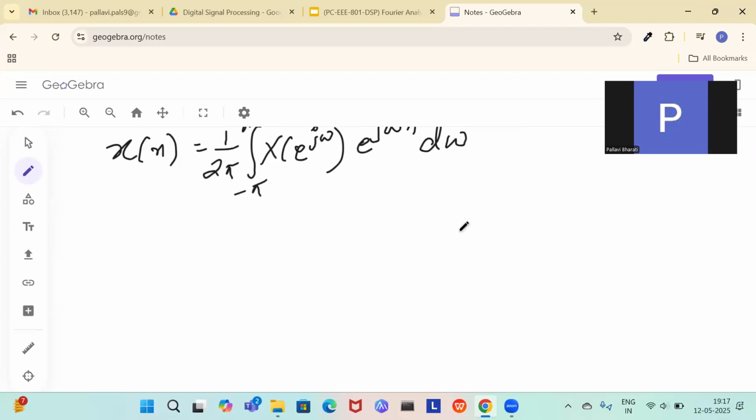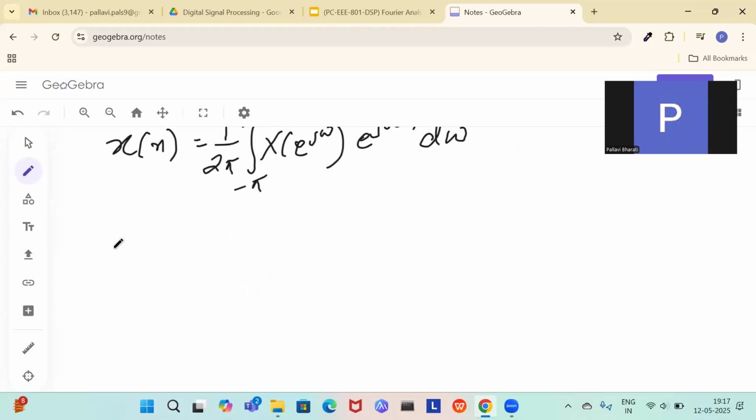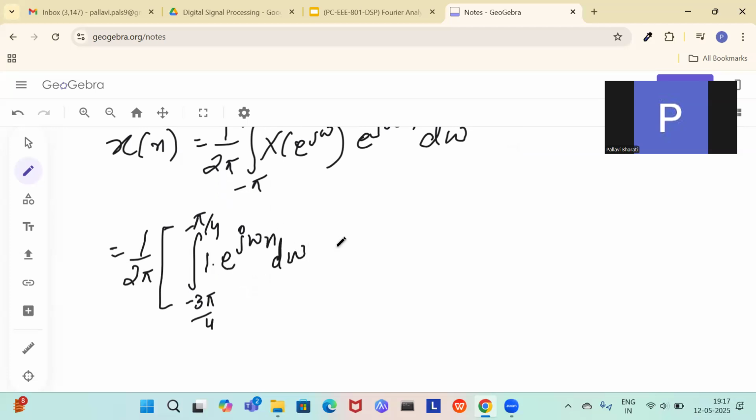But here, since it is only for a certain interval, we will change the interval from −π to π. It's not there everywhere. It is existing only for −3π/4 to −π/4, where the value is 1 into e to the power jωn dω. On this side, it is existing for π/4 to 3π/4. The value is 1 into e to the power of jωn dω.